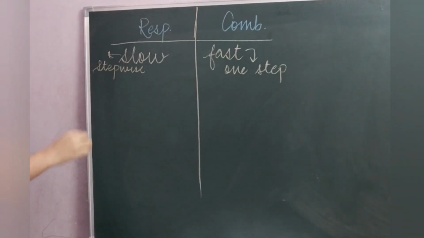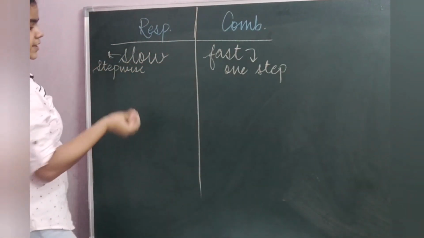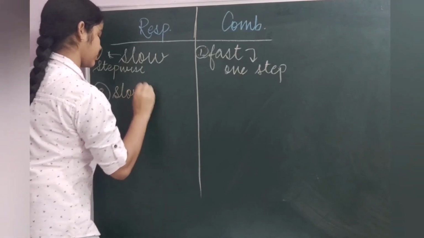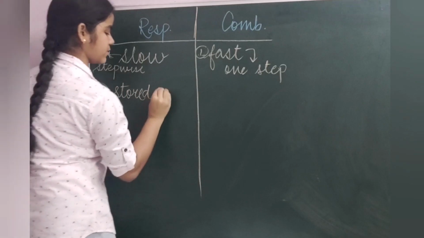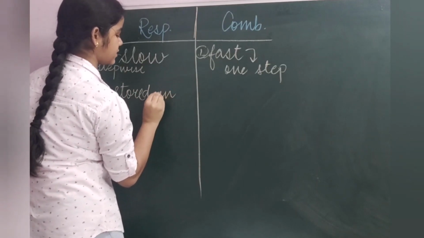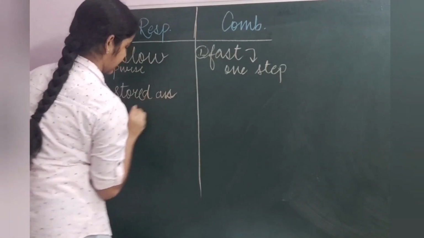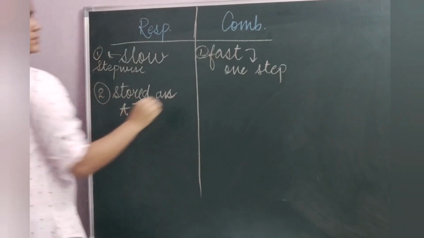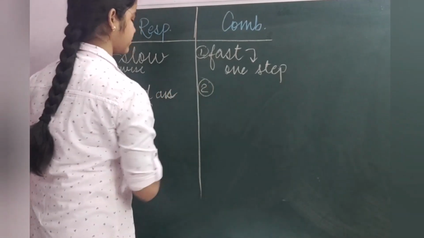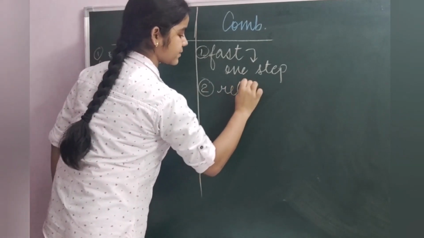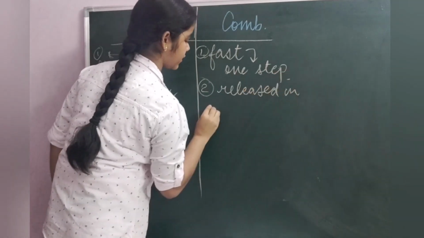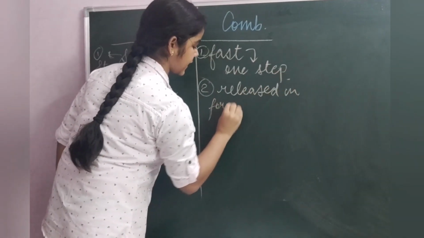Next is energy. In respiration, energy is stored as ATP, whereas in combustion it is released in the form of heat and light.